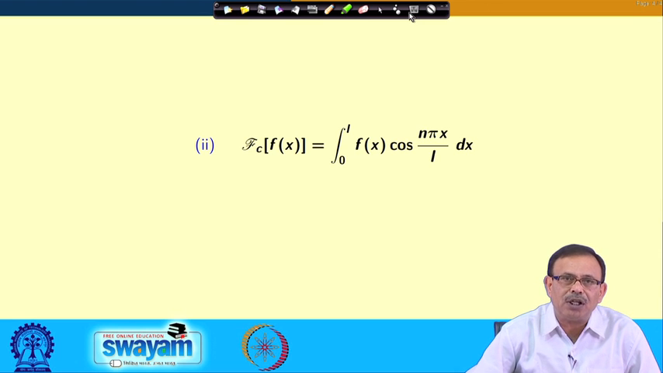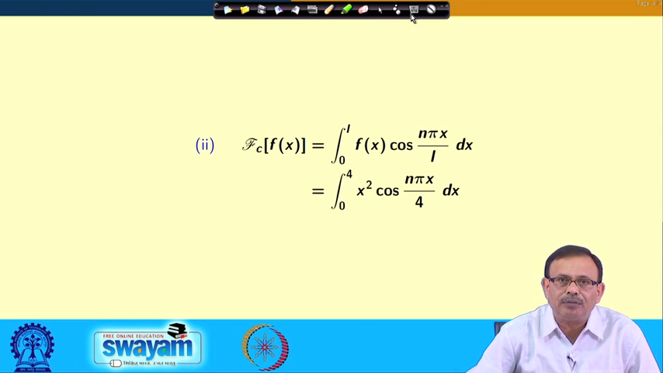So, the Fourier cosine transform of f(x) is this one, and this equals the integral from 0 to 4 of x square cos(n pi x by 4), and this equals 128 by n square pi square into cos n pi. So, in this way we can find the finite Fourier cosine transform or finite Fourier sine transform of a function whenever the function is defined in a particular range, say x from 0 to L.